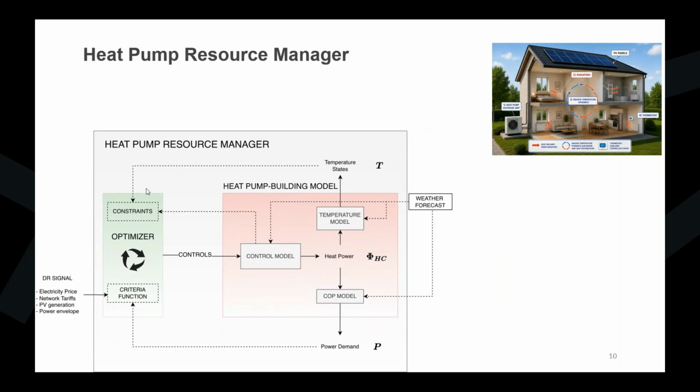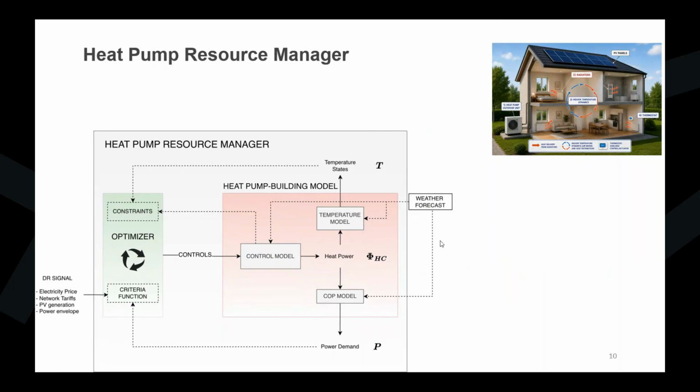So on the left side, we have the optimizer, whose role is to implement and run the optimization algorithm. The optimizer does the planning, and therefore, based on the use case of the optimization, it can receive various DR signals as inputs, such as electricity price, network tariff, PV generation, etc.